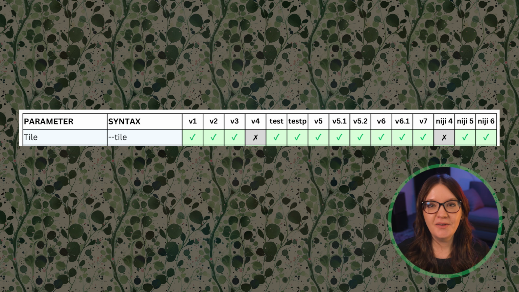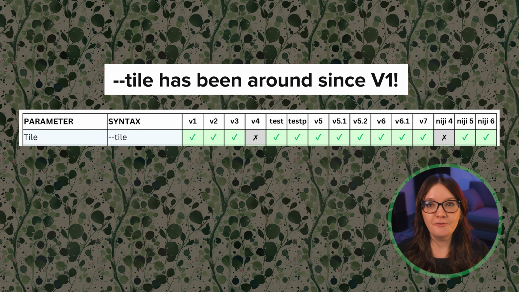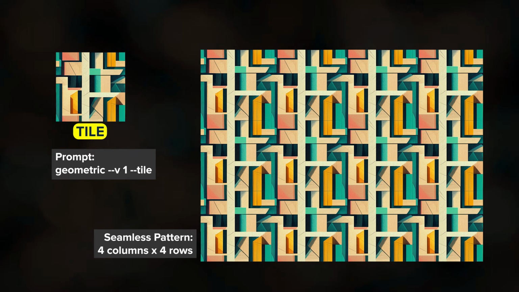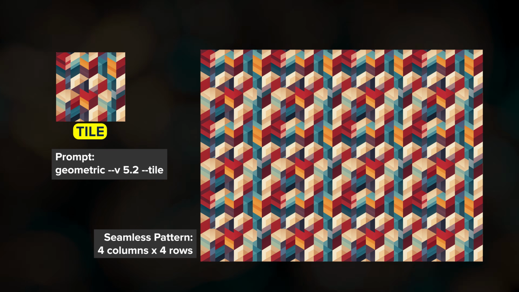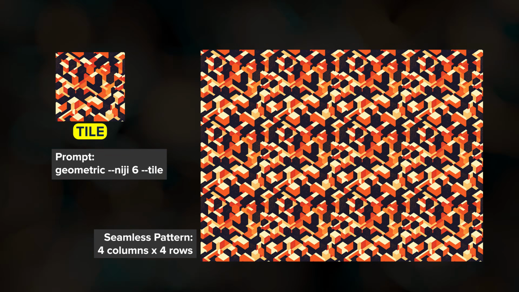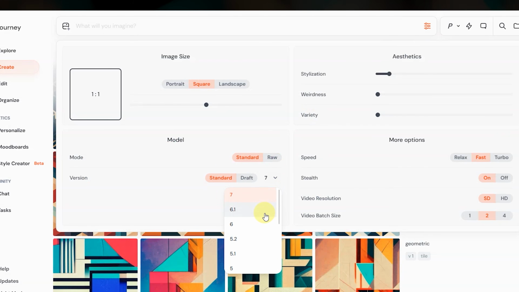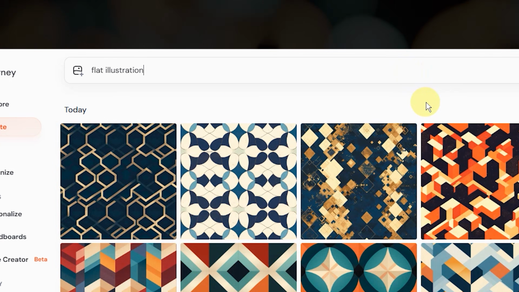One thing you may not know is that the tile parameter has been around for a while, and it works with nearly every Midjourney model. So you can try it with Midjourney's first model release, V1, one of the intermediate models like V5, or one of the anime-trained models like Niji6. You can switch to one of these models in your settings or include the model directly in your prompt, which will override your default setting.